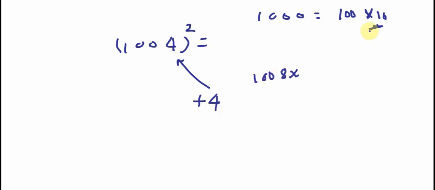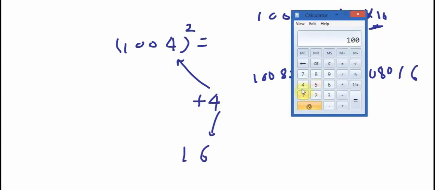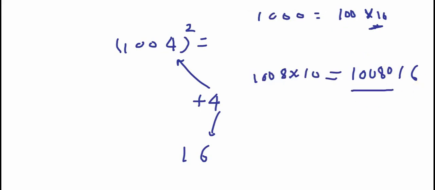And since the factor here is into 10, multiply this with 10 and you have 1008, one more 0, and the square of the number 4 is 16. Just write 16. And you can check once again, 1004 multiplied with 1004. It is 1008016. Yes, that is what I have written.